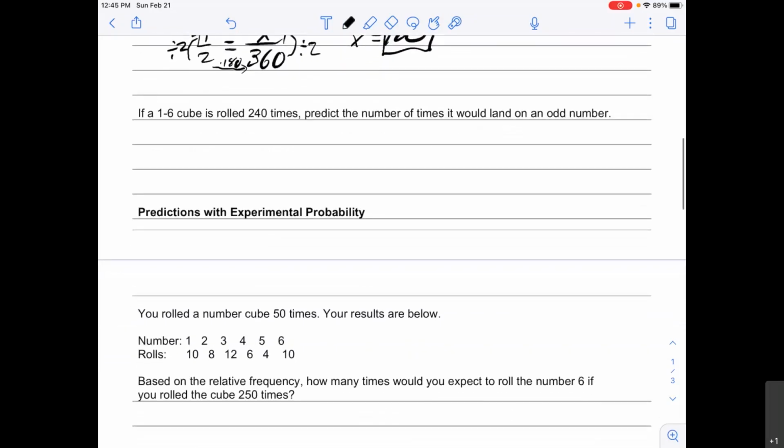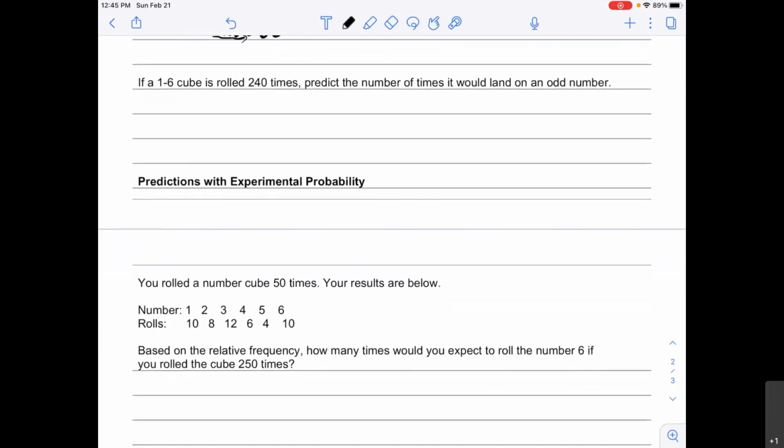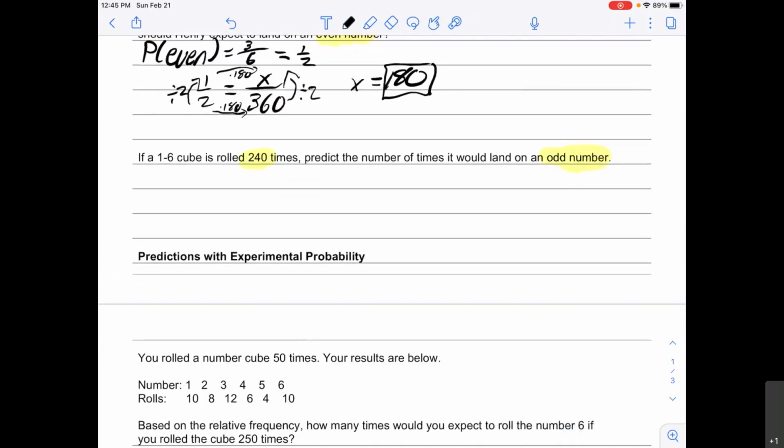Let's look at this one. If a 1 through 6 cube is rolled 240 times, predict the number of times it would land on an odd number. So this is going to be your first check for this video. So we're rolling a number cube. Again, this is a dice, so it's very, very similar to the last problem. But this time we want to know the probability of rolling an odd number.